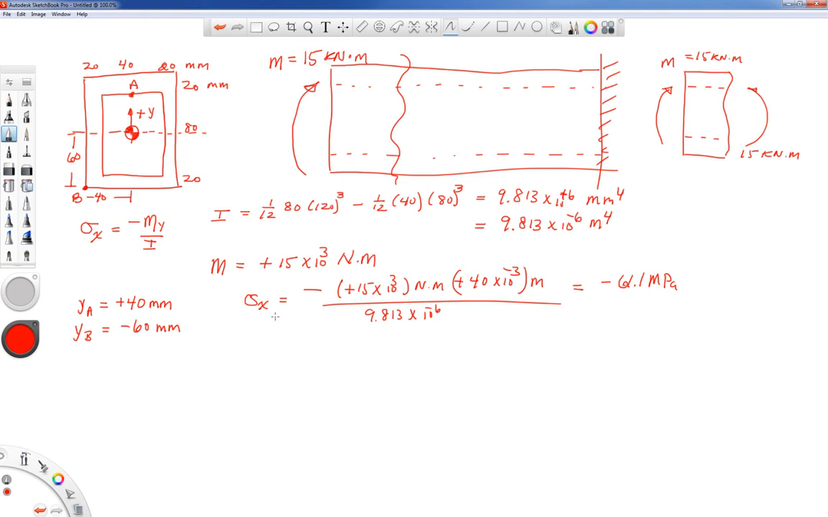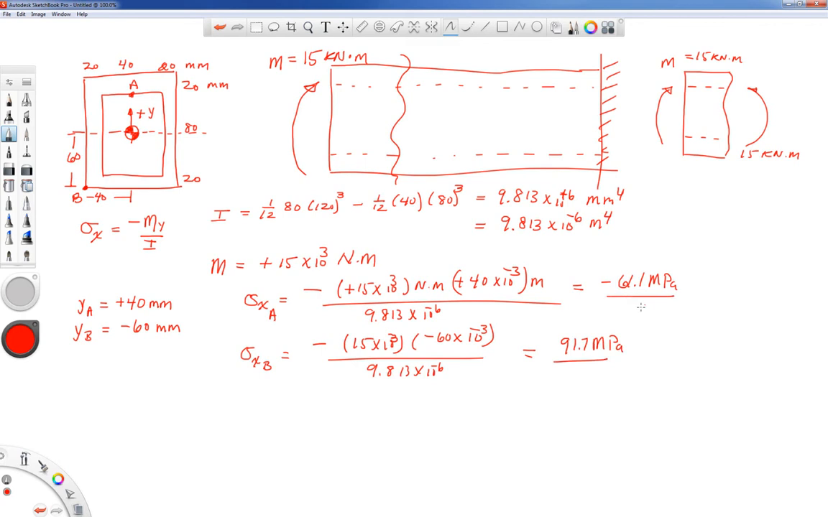Let's do the same thing for point B, and then we'll talk about these results. Sigma x for point B, we have a minus sign from the equation. We have a positive bending moment. We are down below the neutral axis, so we have 60 times 10 to the minus 3, but that's negative, divided by I, which is 9.813 times 10 to the minus 6. Put all those together, we end up with 91.7 megapascals.